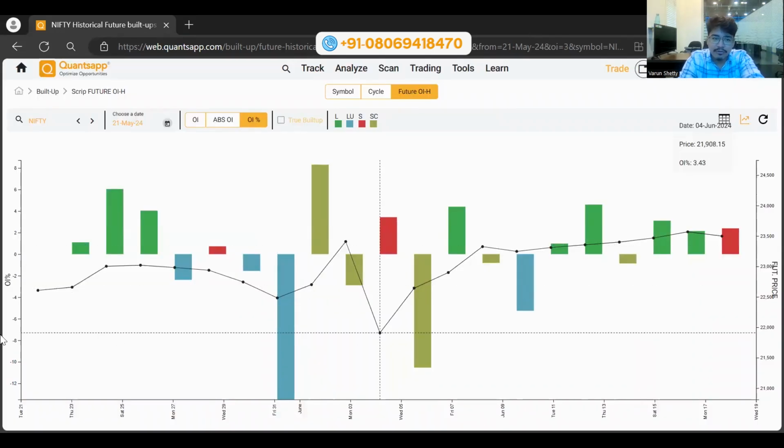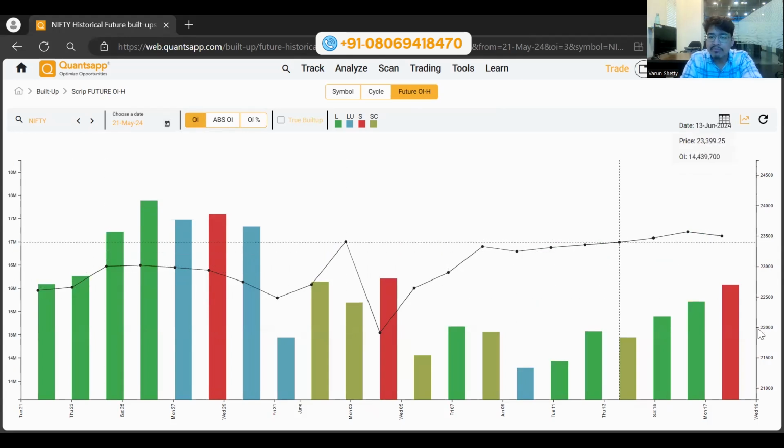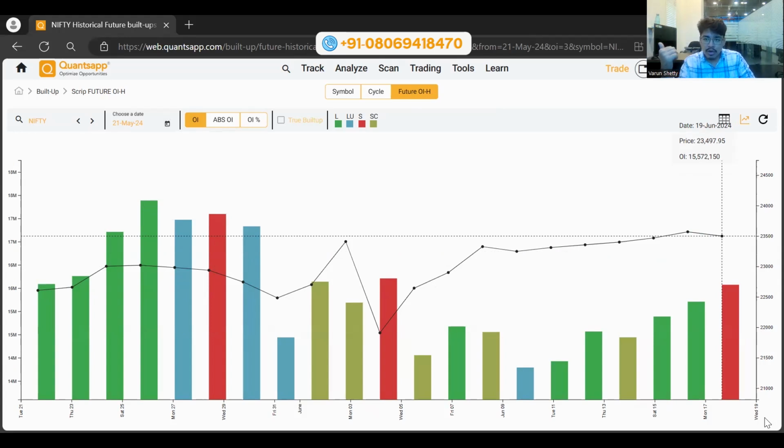Okay, so this is the data for the past month. I can see that majorly there is green and blue color, right? If I just select open interest, green and blue color is more dominant. What does that mean? That means that Nifty is following a long and long unwinding cycle. So since Nifty is following a long and long unwinding cycle, you can see that Nifty has actually moved up.